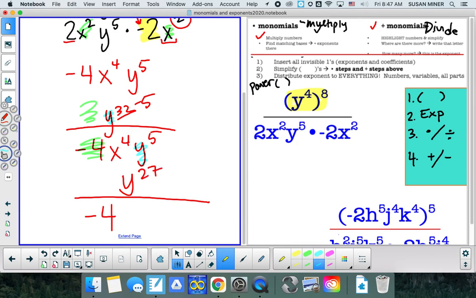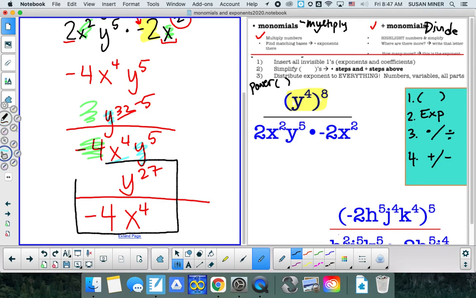And then I have to decide what to do with x to the 4th. Well, I'm not going to do anything with it. There's no other x's in this problem, so it's not getting affected by anything else. And so my answer is going to be y to the 27th over negative 4 x to the 4th.